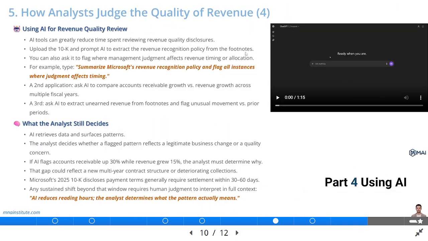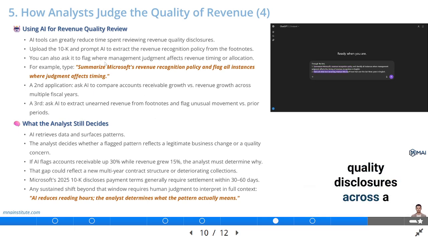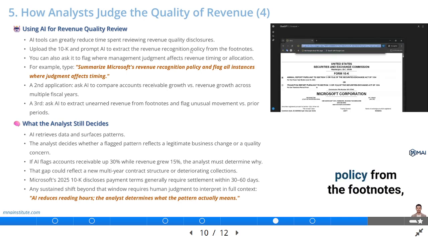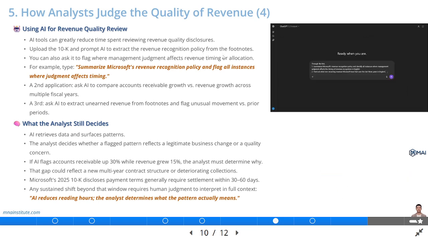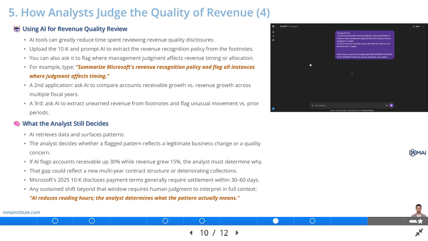Part 4. Using AI for Revenue Quality Review. AI tools can compress the time needed to locate and compare revenue quality disclosures across a lengthy annual filing. One application is uploading the 10K and prompting AI to extract and summarize the revenue recognition policy from the footnotes, with instructions to flag any areas where significant management judgment determines the timing or allocation of revenue. For example, you could type, "Summarize Microsoft's revenue recognition policy," and identify all instances where management judgment affects the timing of revenue recognition.